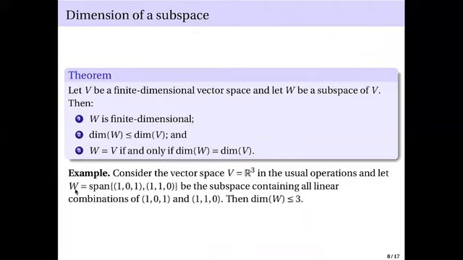Since this W is just a subspace of R3, the dimension of W is less than or equal to the dimension of R3. But the dimension of R3 is equal to 3. In fact, you can show that the dimension of W is equal to 2. So here, the dimension of W is just equal to 2.